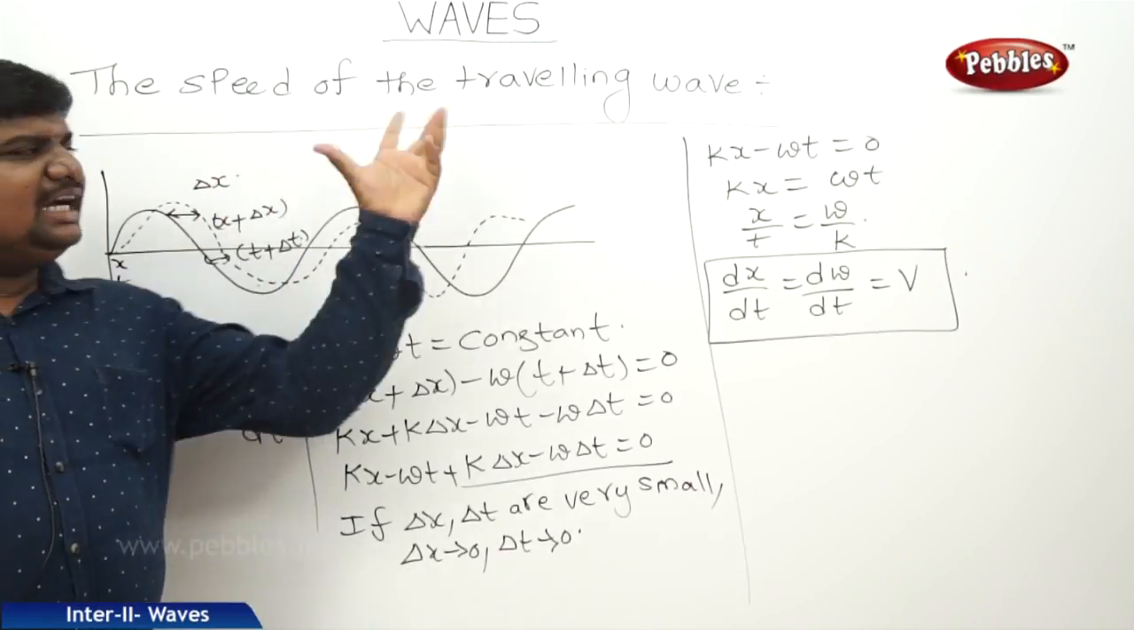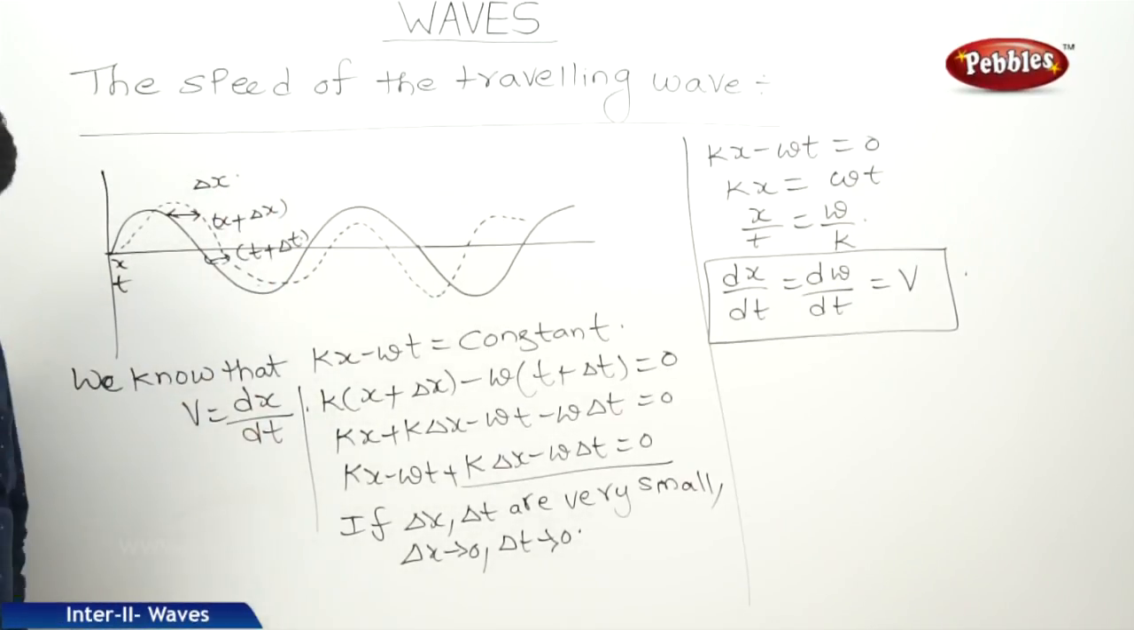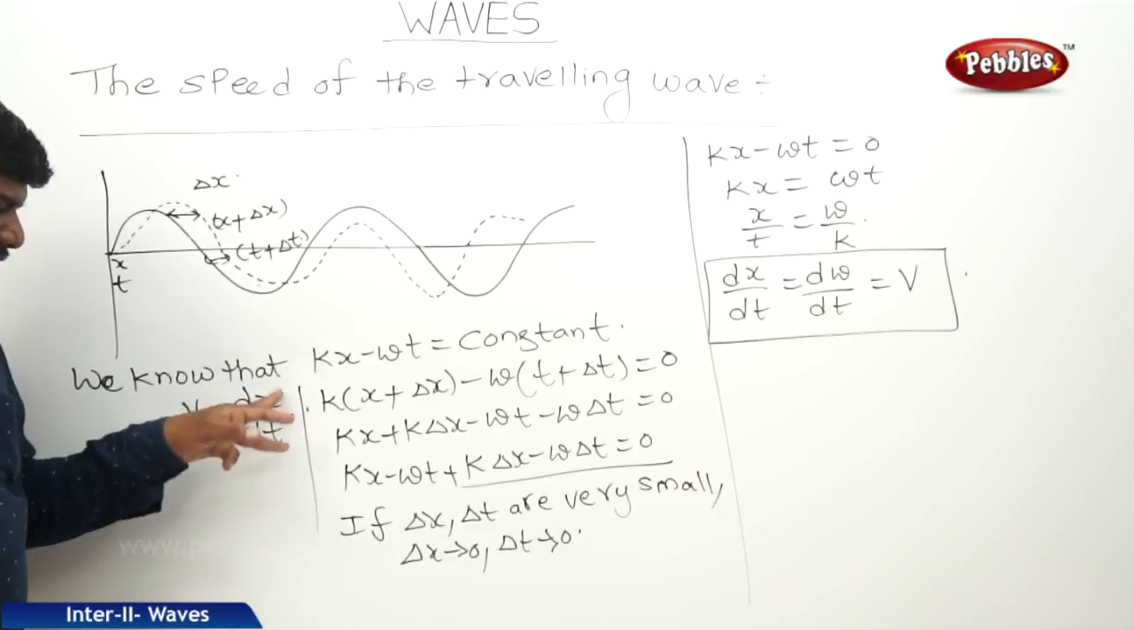So the speed of the traveling wave equation is dx by dt. Now our work is to find this one.